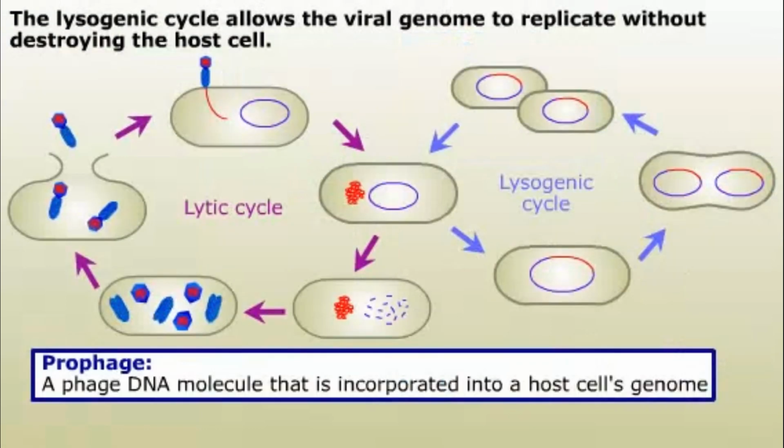The lysogenic cycle doesn't destroy the host cell. In this cycle, when the virus injects its DNA into the host cell, it doesn't take over the host's resources. Instead, the virus incorporates its DNA into the host cell's DNA, making it a prophage. When the host cell replicates its DNA, the viral DNA is replicated along with it. The host cell divides and both daughter cells carry the viral DNA.